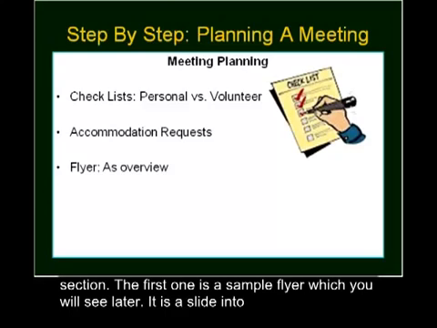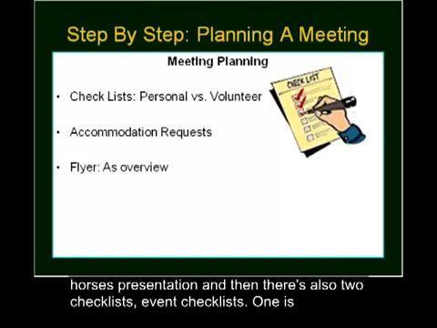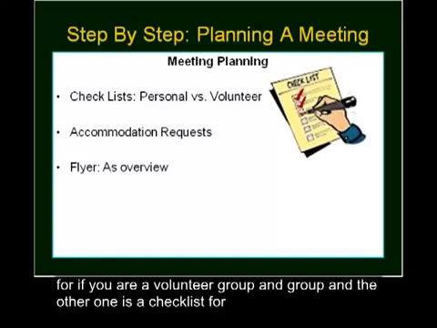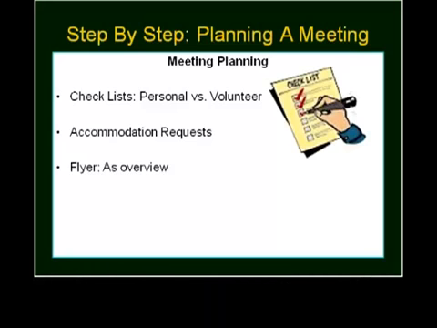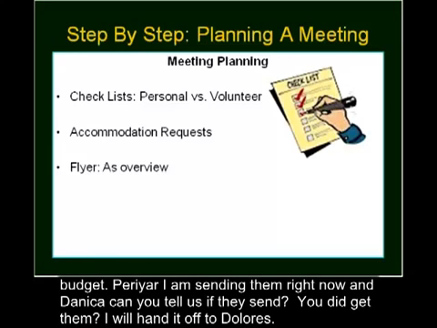The first one is a sample flyer, which you will see later. It is a slide in Dolores' presentation. Then there's also two checklists, event checklists. One is for, if your group is a volunteer-driven group, and then the other one is a checklist for organizations that have paid staff and have a budget. And there we are, and I'm sending them right now. And Denika, can you tell us if they went? Yes. You did get them? Great. Now yes, I'm going to hand it off to Dolores.